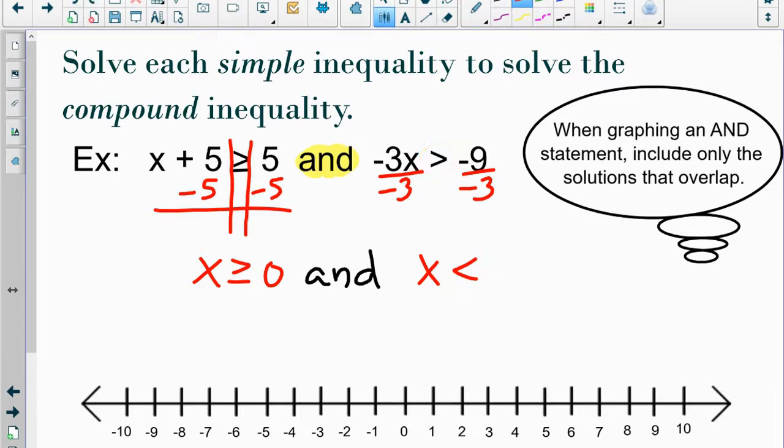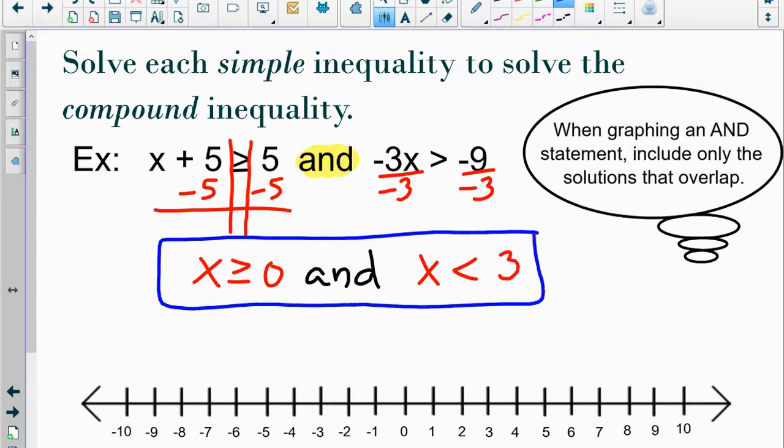And that's because when you multiply or divide both sides by a negative, it changes which side actually is larger. So in this case, now the right-hand side is larger. And negative 9 divided by negative 3 is a value of 3. So our solution for our compound inequality is x is greater than or equal to 0, and x is less than 3. So in this case, we're trying to find the values for x that are greater than or equal to 0, and they're also less than 3.